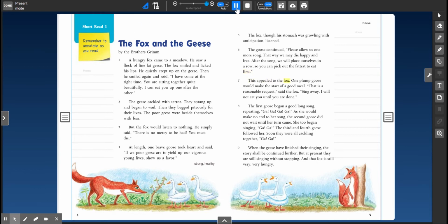This appealed to the fox. One plump goose would make the start of a good meal. "That is a reasonable request," said the fox. "Sing away. I will not eat you until you are done."